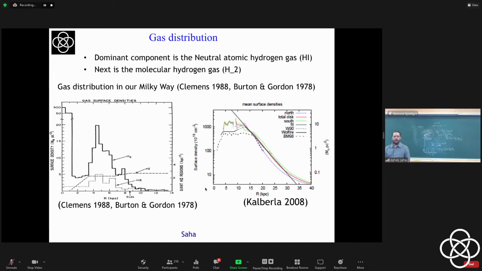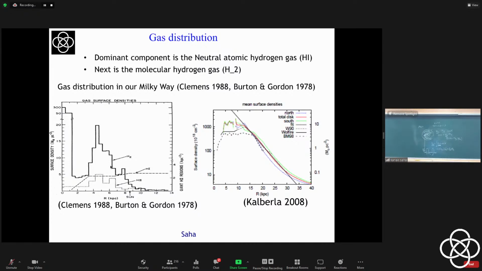You see the spiral galaxy. This is the kind of light distribution in the galaxy, and there is also a gas distribution in the galaxy. This is the observed surface density of the gas as a function of radius. You see, this is where the sun is, and this dashed curve is for the neutral hydrogen gas. And this one is for the molecular hydrogen.